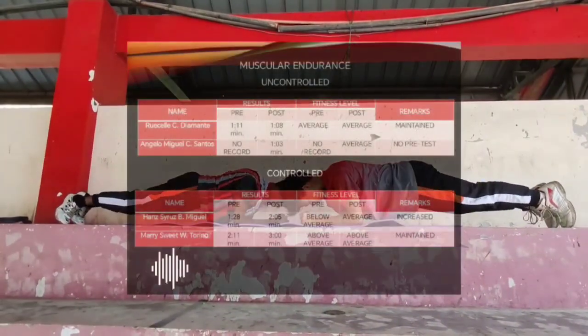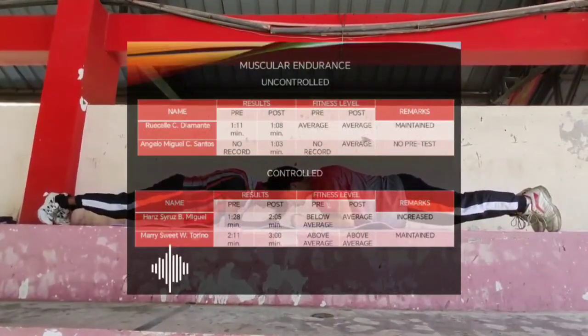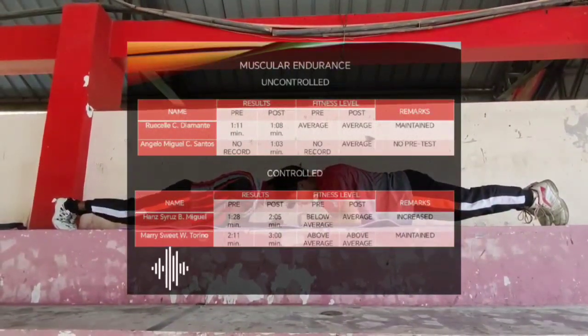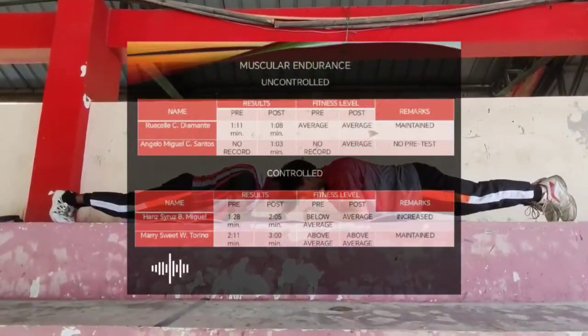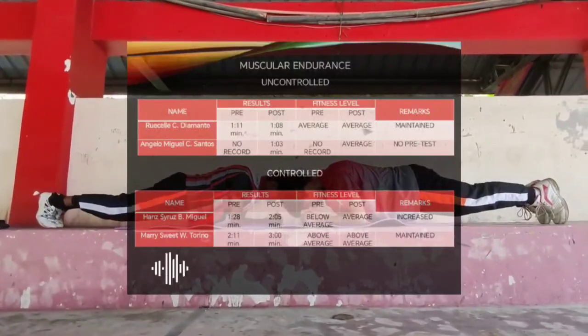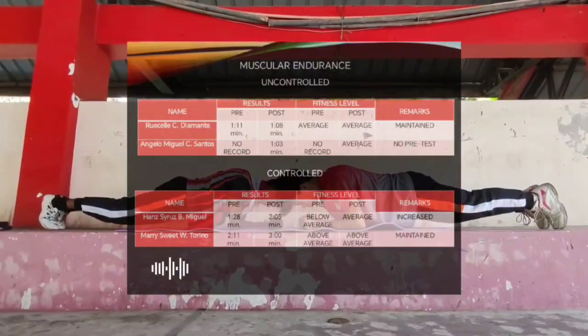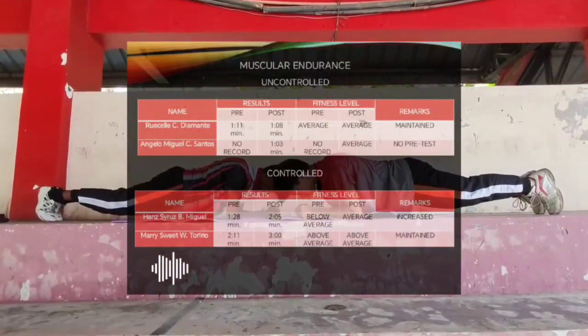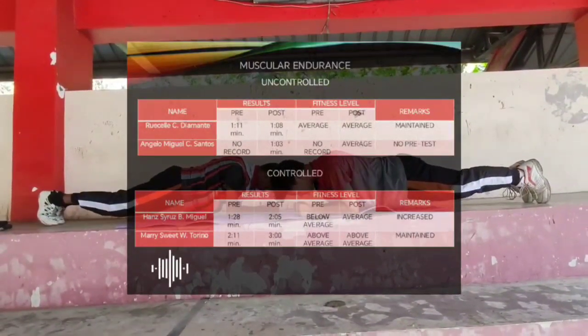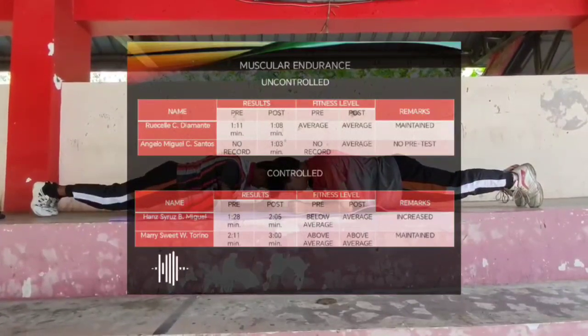For muscular endurance, we did the plank to gather our data. For the uncontrolled group, firstly for Rizal Diamante, in his pre-test result, he scored about 1 minute and 11 seconds, giving him a fitness level of average. In his post-test result, he scored about 1 minute and 8 seconds, and his fitness level was average. In his remark, he has scored a maintained level.